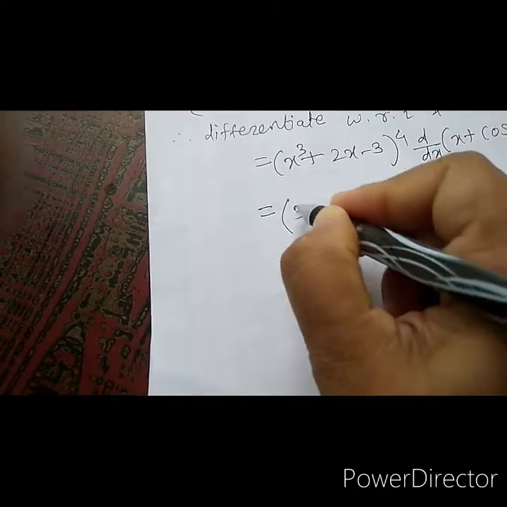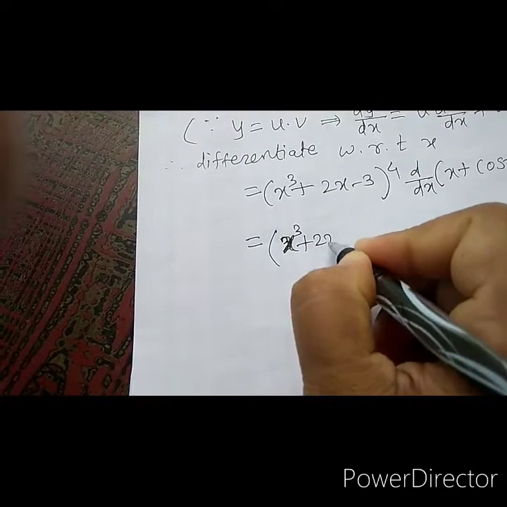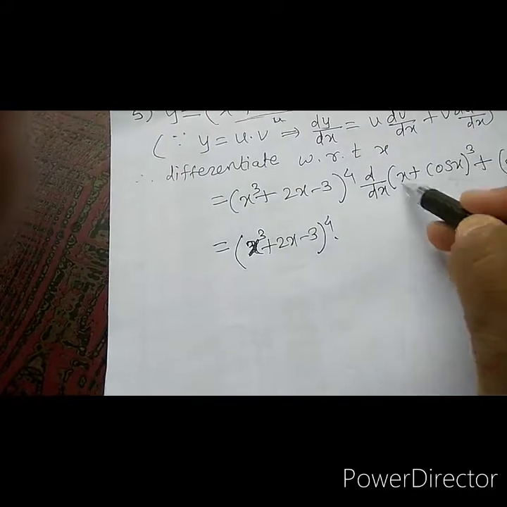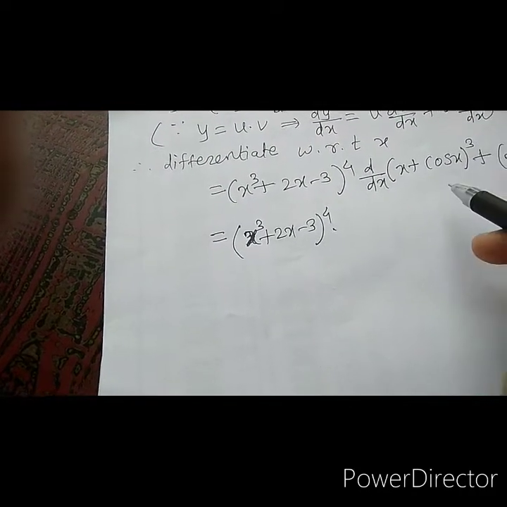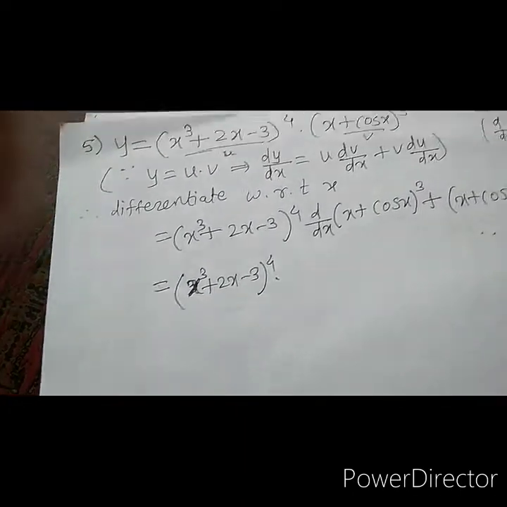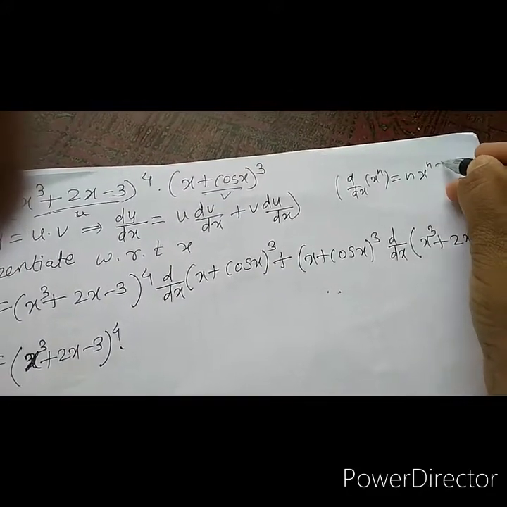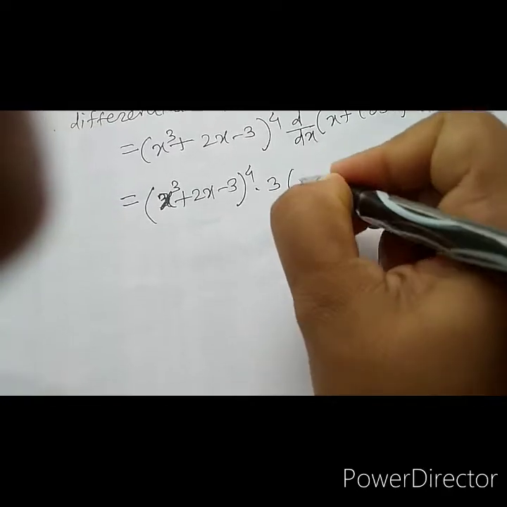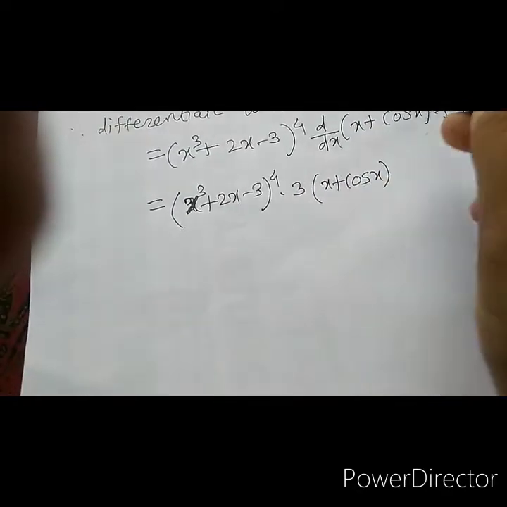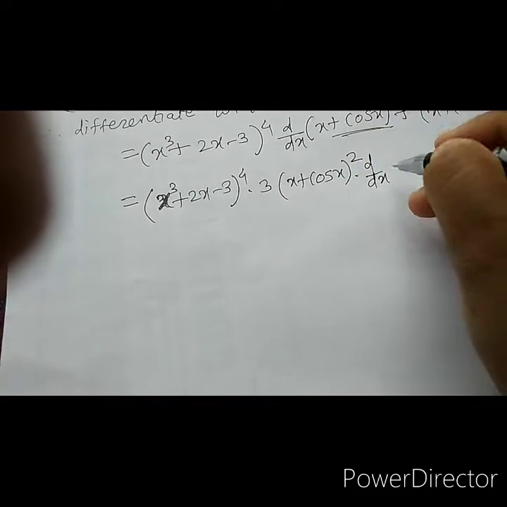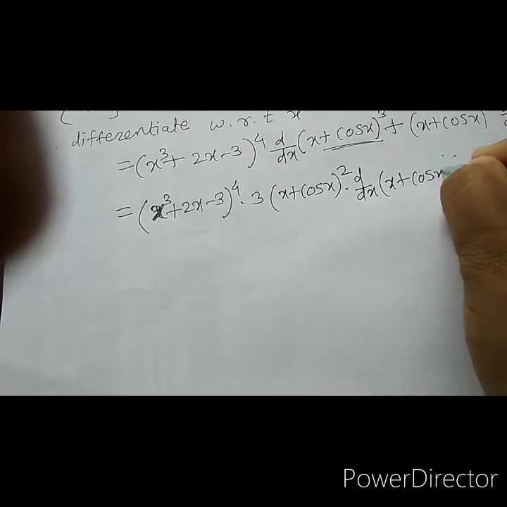Now (x cube plus 2x minus 3) raised to 4 as it is, we have to take the derivative of this, but this term is in the form of x raised to n, and we know that the derivative of x raised to n is n x raised to n minus 1. So we can use this formula here. Therefore, 3 (x plus cos x), here 3 minus 1, that is 2. Again we have to take the derivative of this bracket, x plus cos x.